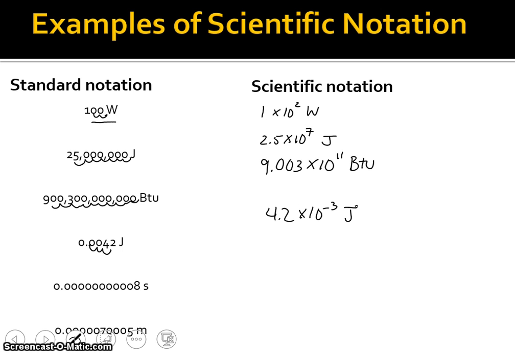The way I think of it is, this is a big number. I think big is positive, so positive exponent. I think small is a negative. However you want to remember it. So let's do the next one here.